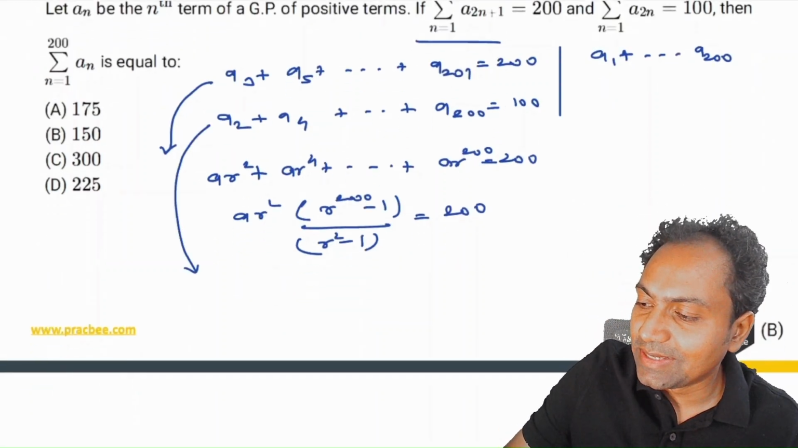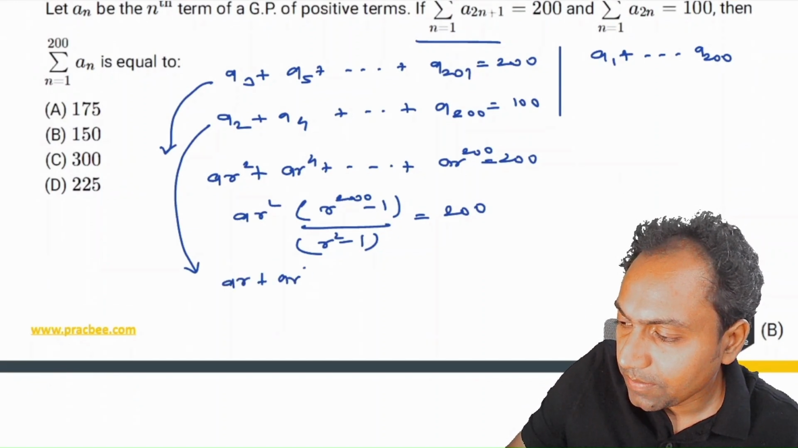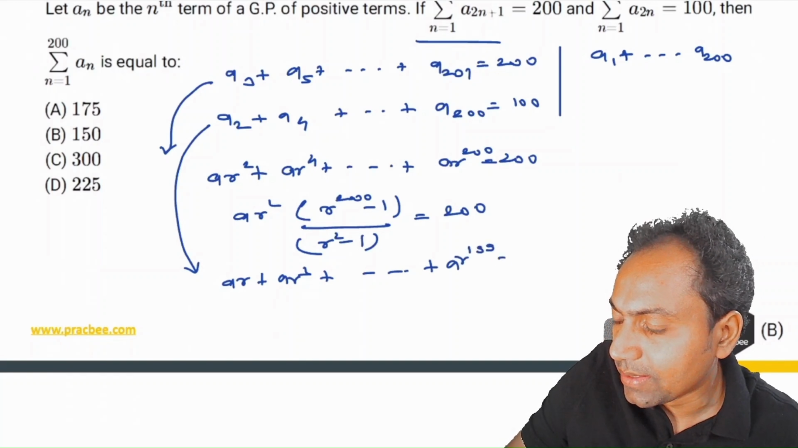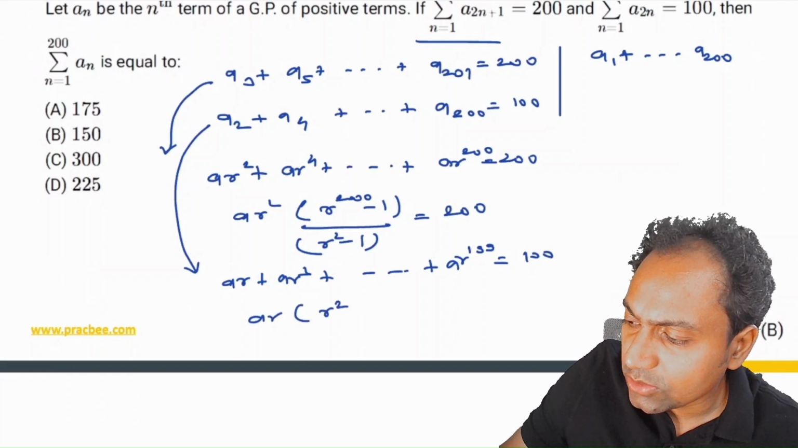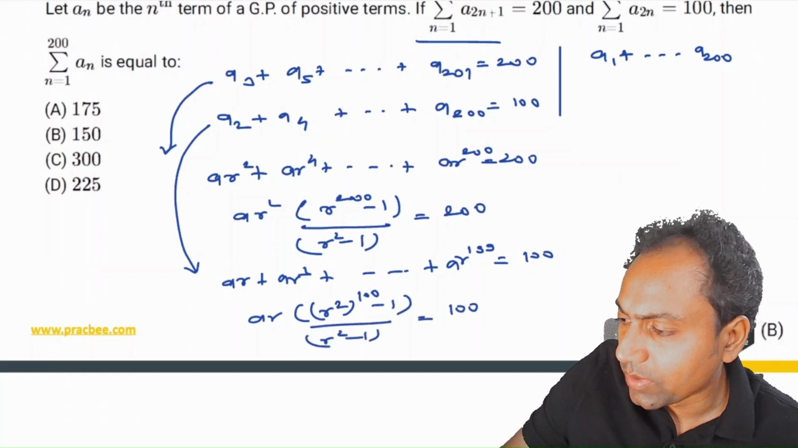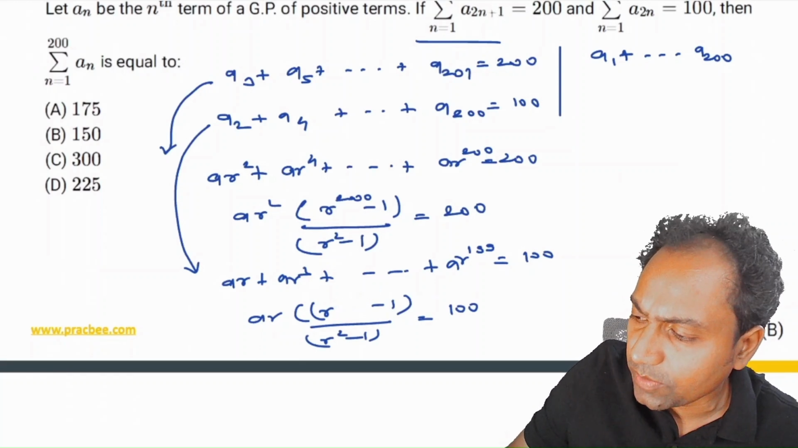Similarly, this next series, if you write, can be written as ar + ar^3, and this will go up till ar^199, equal to 100. And again, the first term is ar. The common ratio is r^2, so the sum is (r^2 raised to the power 100 minus 1) by (r^2 minus 1), which is equal to 100. And this r^2 raised to the power 100, like we did earlier, can be written as r^200.